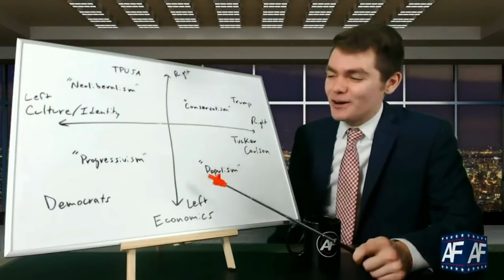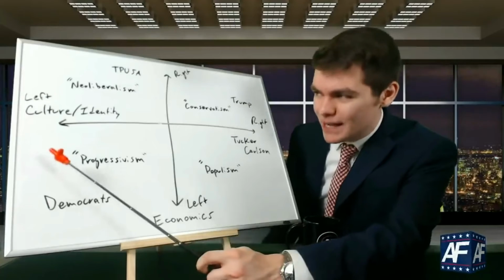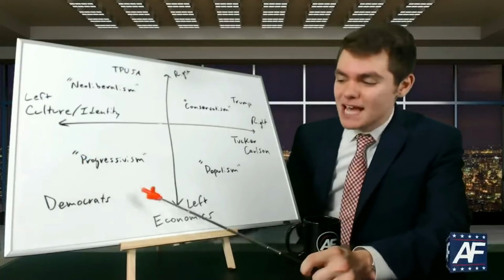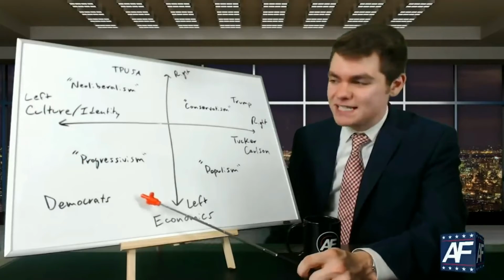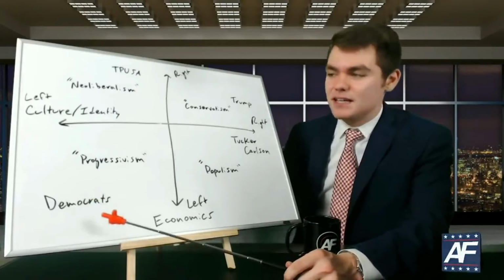We'll kind of go out of order here. The bottom left quadrant, we all know it's progressivism. Left wing on culture and identity, you know what that means. Left wing on economics, they're socialist. You've got progressive, you've got Democrats. This is Bernie Sanders, this is Elizabeth Warren.